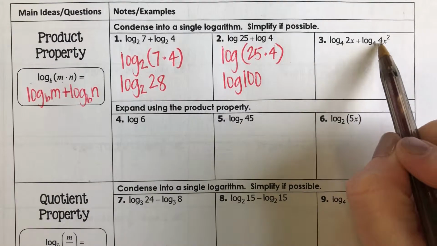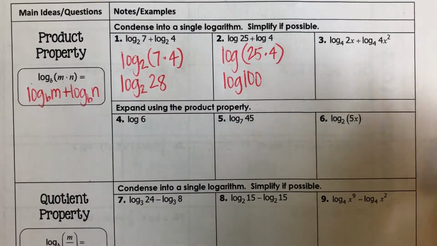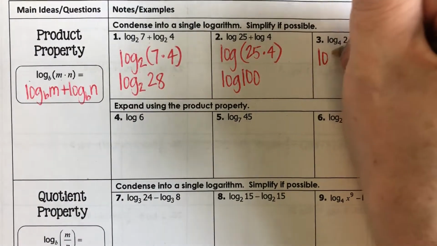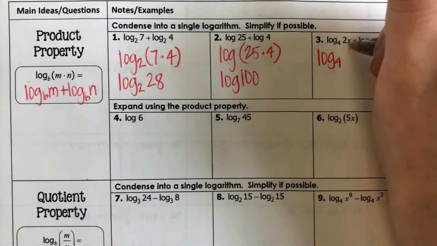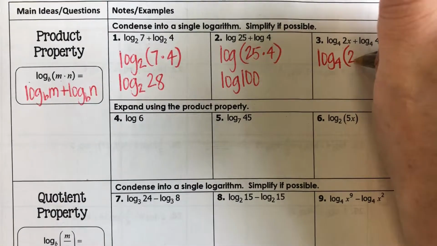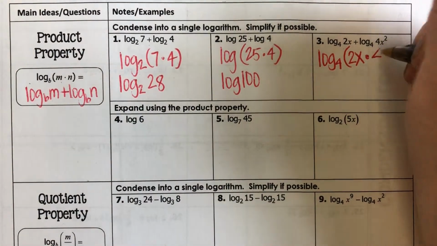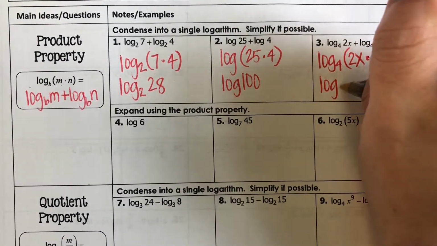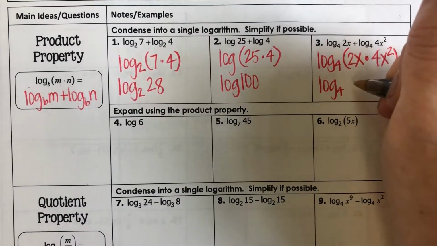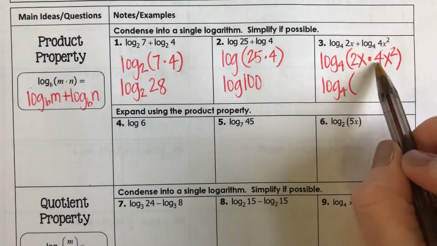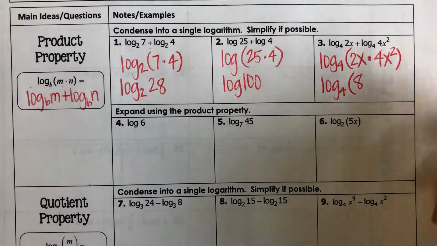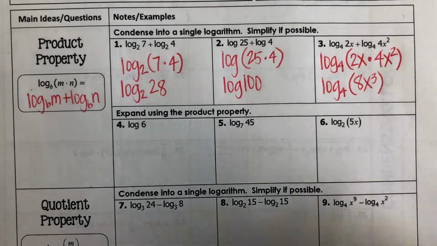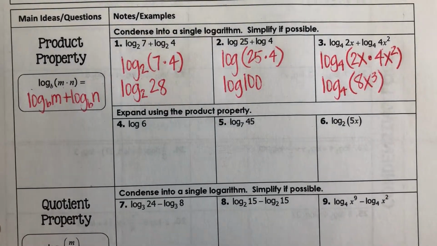Then if I have an algebraic expression, I'm still going to multiply those together. Both of these have log base 4, so I can write them as a single log. I'm going to draw parentheses in here. That's going to be 2x times 4x squared. I'm going to do log base 4, and then simplify what I have. 2 times 4 is 8, and x times x squared is x cubed. So that's condensing them. That's putting it together.